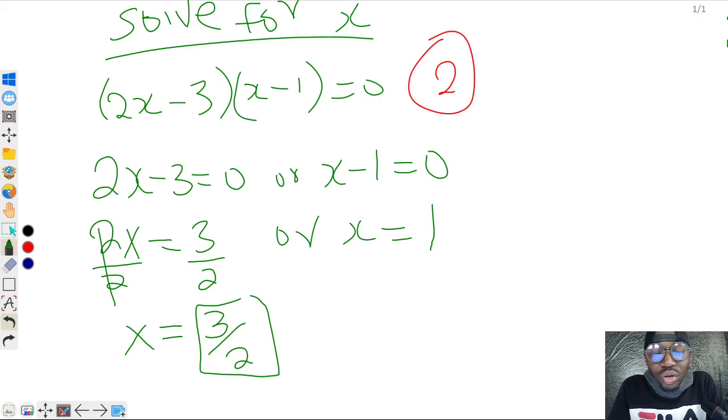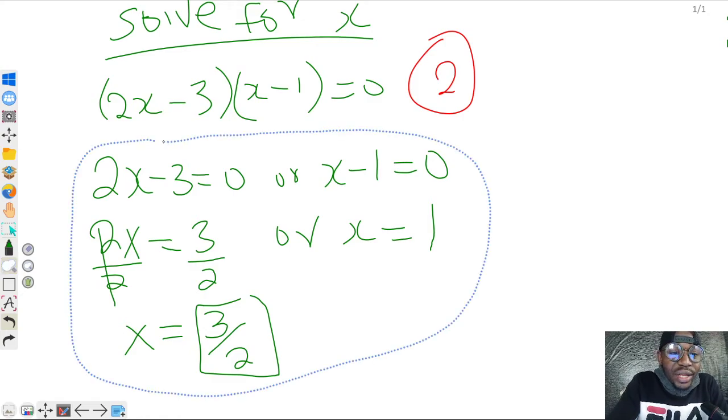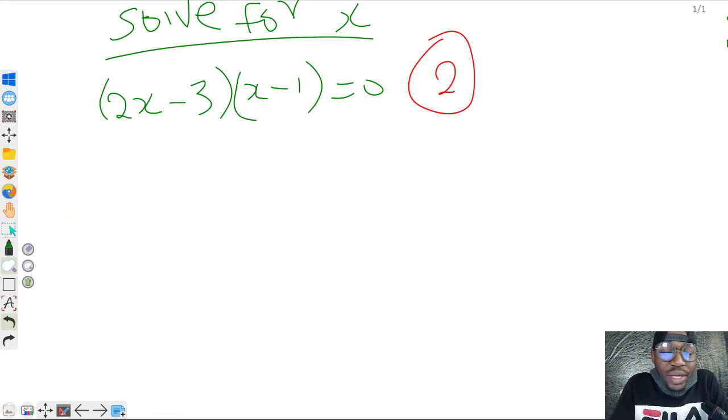So this is how you solve this question, provided there is a 0 on the right hand side. Okay, provided there is a 0 on our right hand side. All right, so let's clear up everything there. And okay, let's just look at another question.